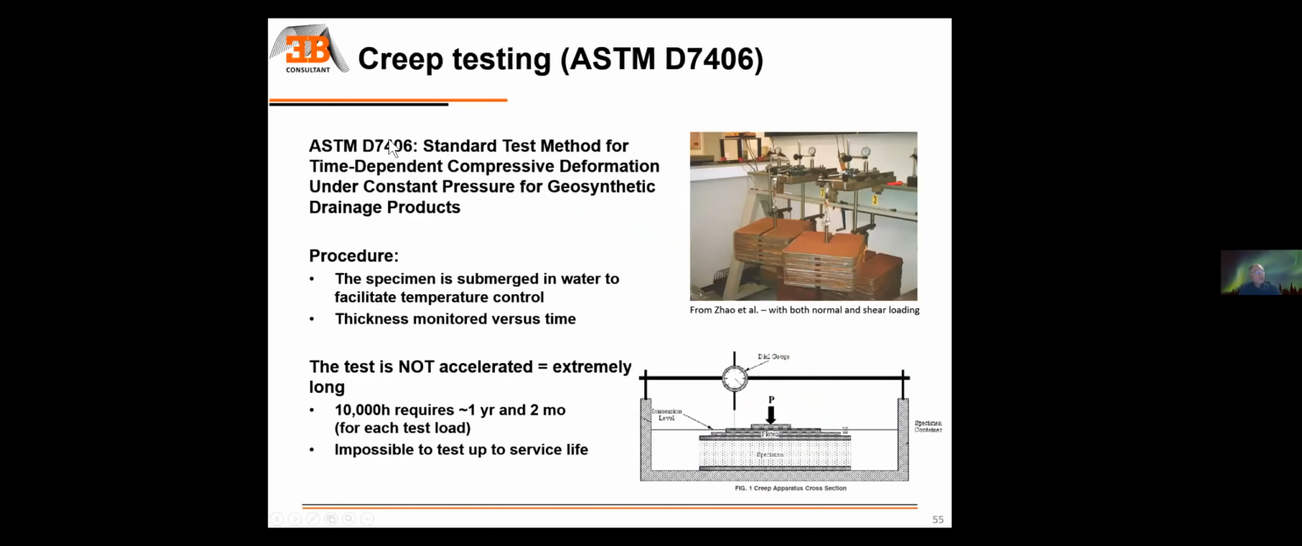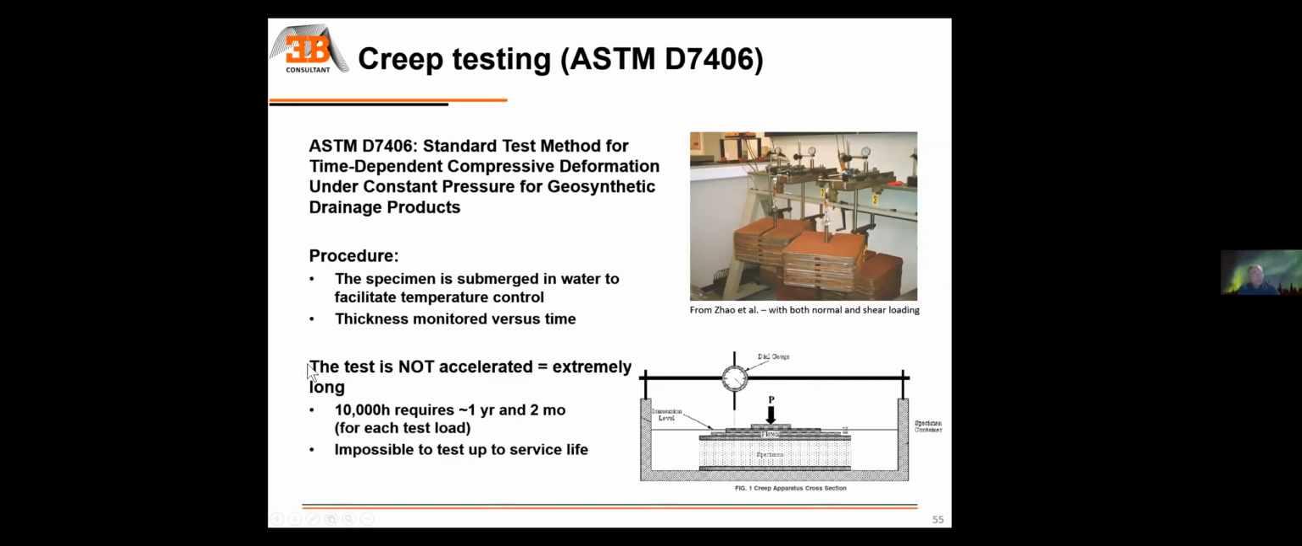So first method is ASTM D4706, test method for time-dependent compressive deformation under constant pressure. So basically what we do, we apply a load on a product and we measure the deformation and we wait and we wait. The problem is that this test is not accelerated, so it is extremely long. 10,000 hours, which is a common target value, requires more than a year to reach.